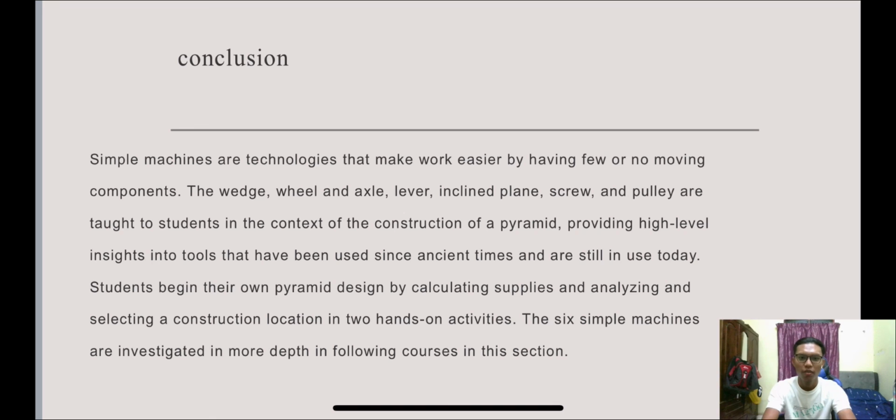Students begin their own pyramid design by calculating supplies and analyzing and selecting a construction location in hands-on activities. The six simple machines are investigated in more depth in following courses in this section.